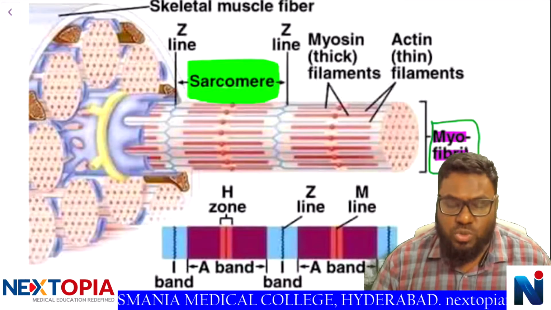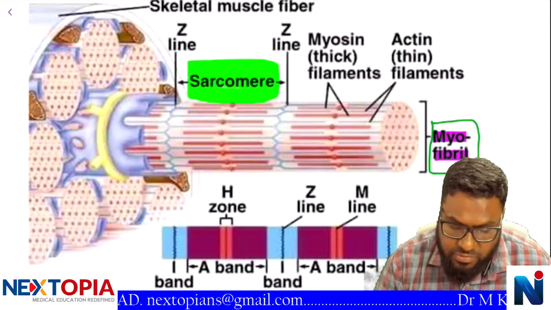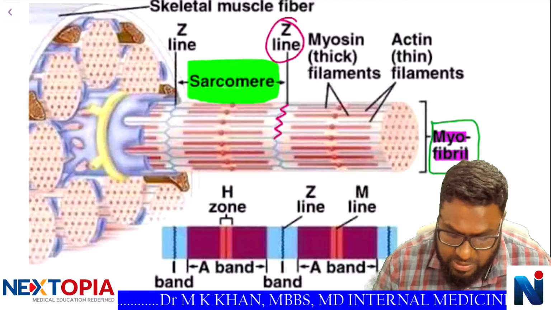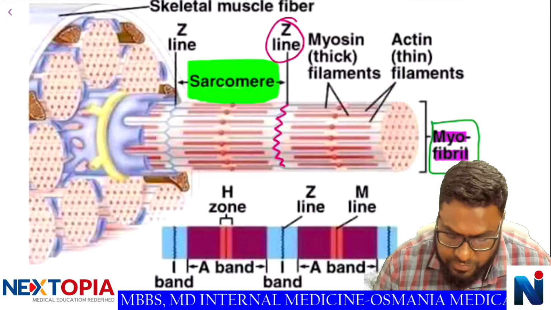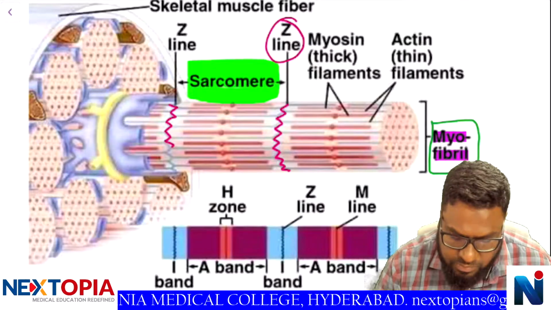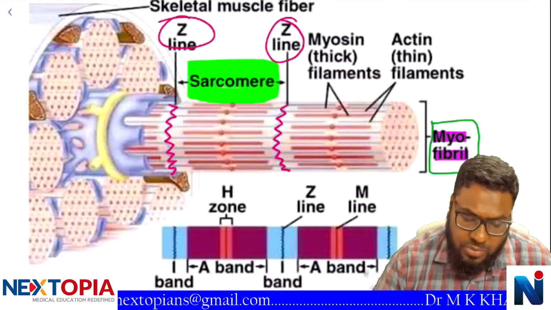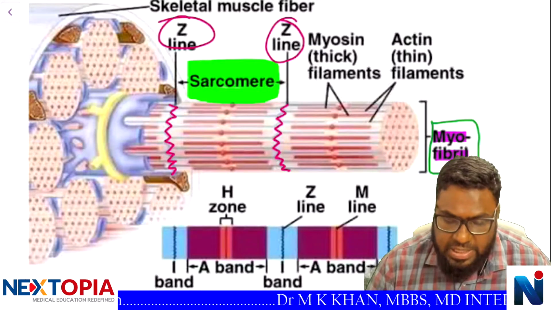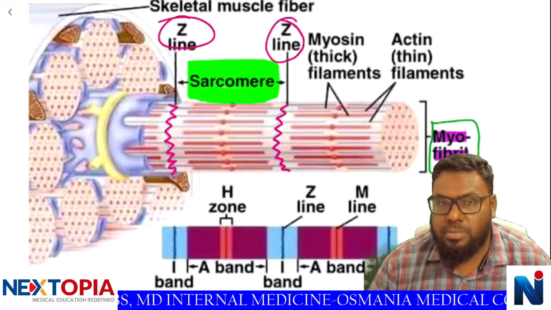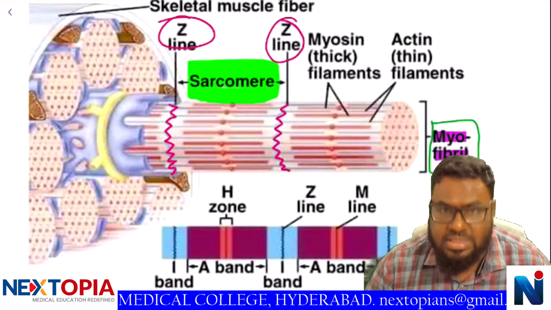The Z line is a crisscross line. You call it a Z line because it's a crisscross, Z-like line, like the alphabet. So this is the Z line. Are you following it? Each Z line demarcates the beginning of a sarcomere, and the end of the sarcomere is with a Z line. So from one Z line to another, the portion of the myofibril, you call it a sarcomere.